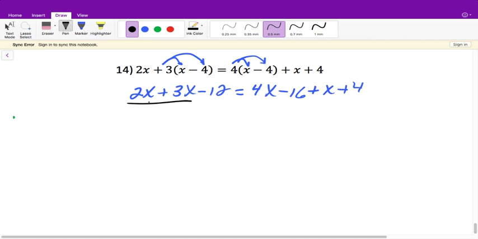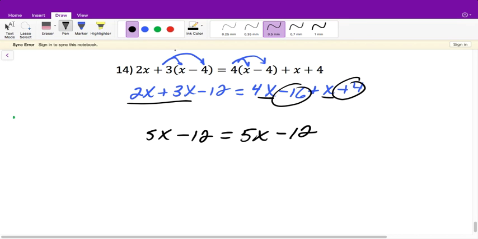We're going to combine our like terms. So 5x minus 12. Combine our like terms of 5x. And negative 16 plus 4 gives me minus 12. Right? I'm going to move my variables to one side. So I'm going to subtract my 5x. They are going to cancel both sides out completely, and now I get minus 12 is equal to minus 12.